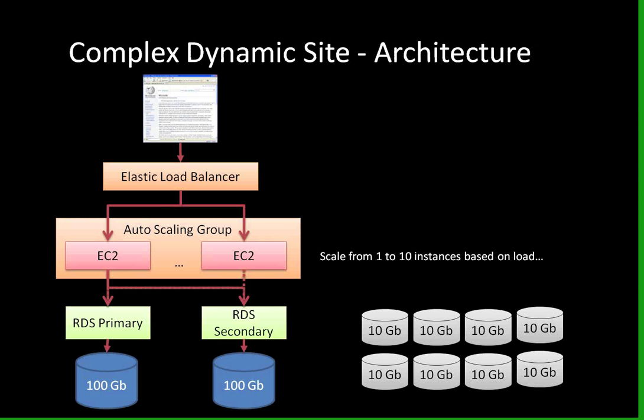So this is the architecture that we're describing here. We're going to actually go for a multi-availability zone RDS. We're going to have both the primary and the secondary. And we're going to use what's called an auto-scaling group.